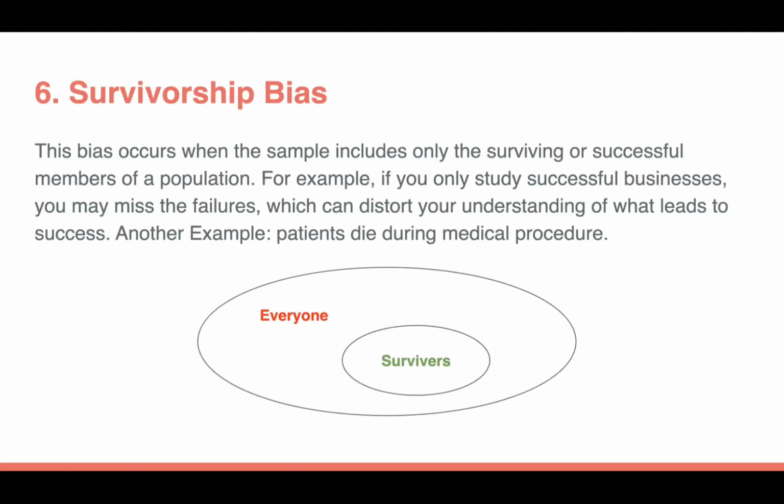Survivorship bias. This bias occurs when the sample includes only the surviving or successful members of a population. For example, if you only study successful businesses, you may miss the failures, which can distort your understanding of what leads to success. Another example, patients who die during a medical procedure.